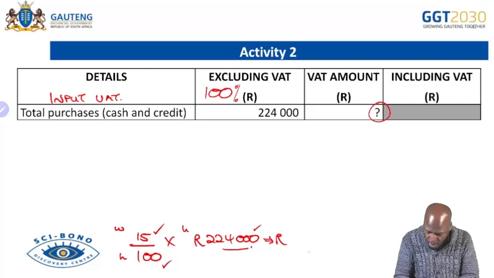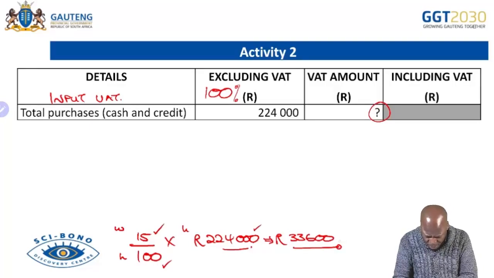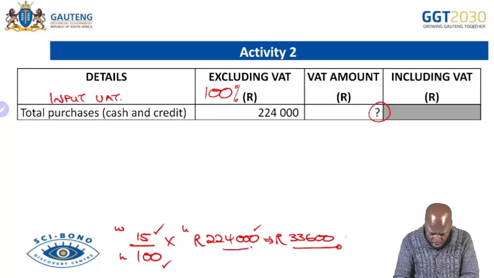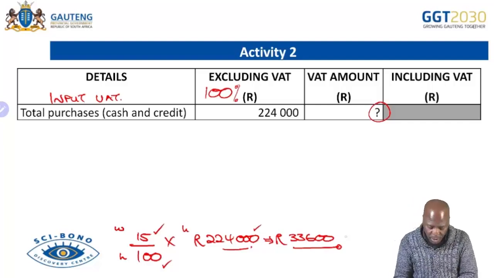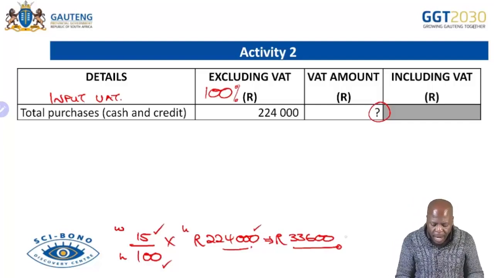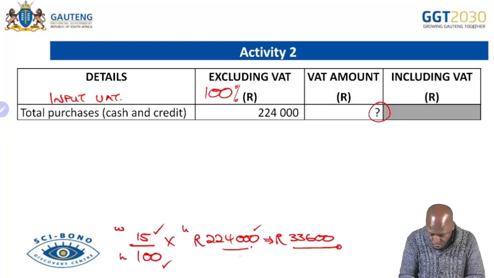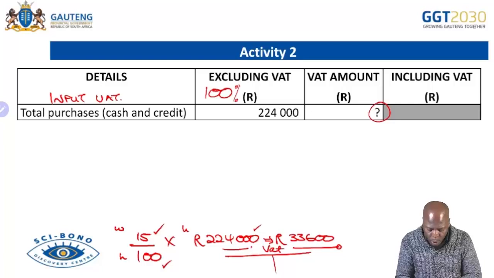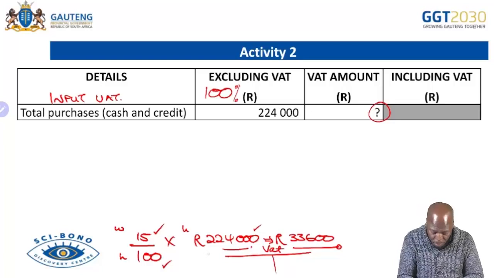Someone's telling me we get 33,600. Thank you so much. Can someone confirm if this figure is correct? Thank you. So 33,600. If I am to show this in my VAT control, where would it go? Remember, purchases, input. So it will come to my input. So I'd come here and I'm having my purchases and the amount is 33,600.